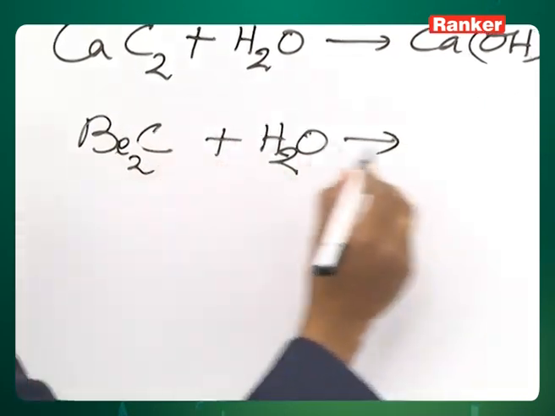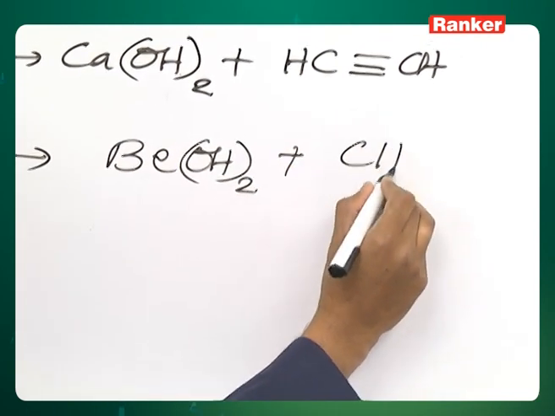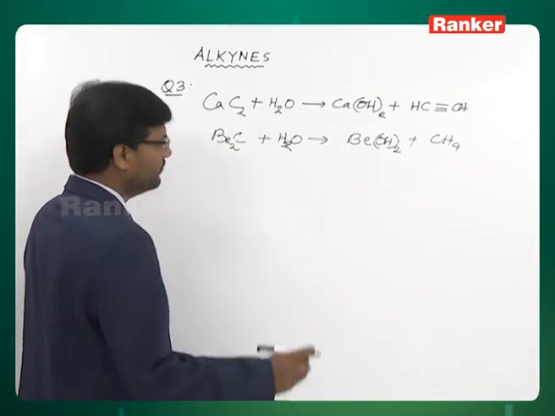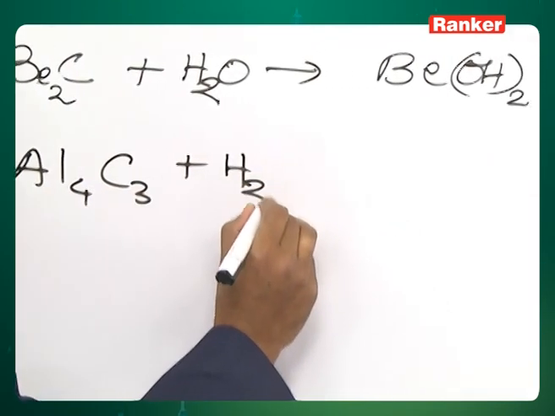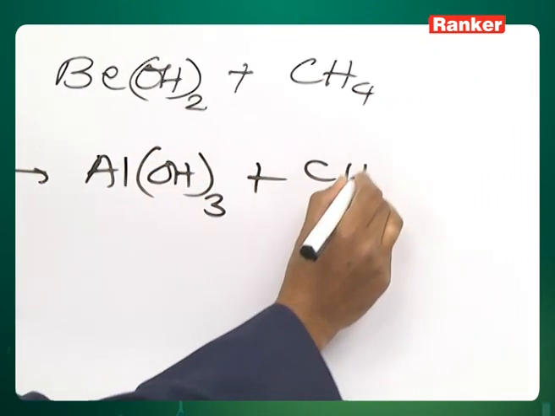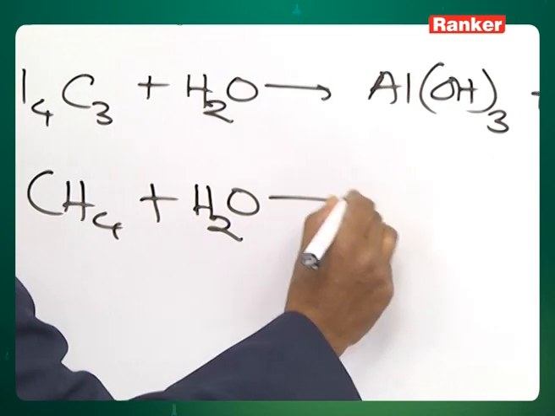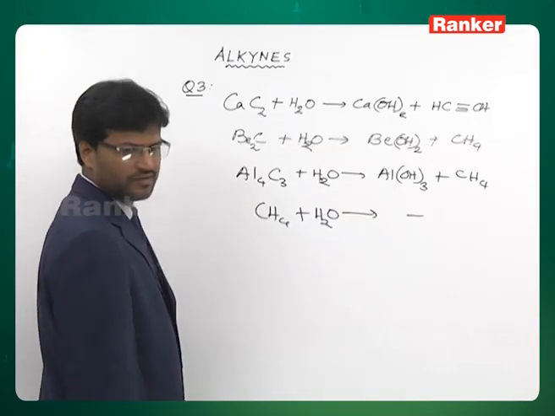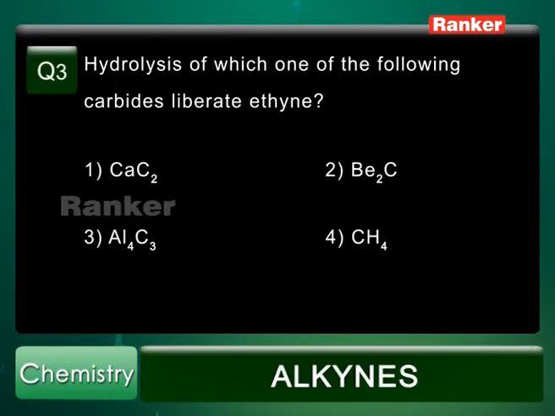on hydrolysis produces beryllium hydroxide and methane. Aluminum carbide on hydrolysis produces aluminum hydroxide and methane. The last option CH4 does not undergo hydrolysis. So the question is hydrolysis of which one of the following carbides liberates ethyne? The correct answer is first option CaC2. Calcium carbide on hydrolysis produces ethyne. This is ethyne.